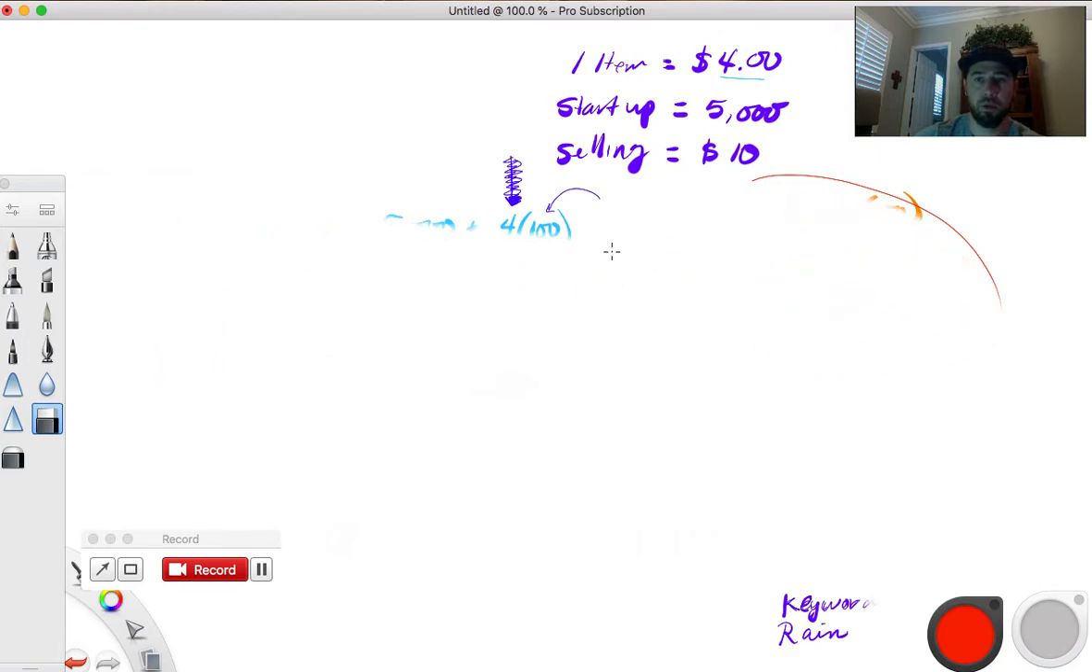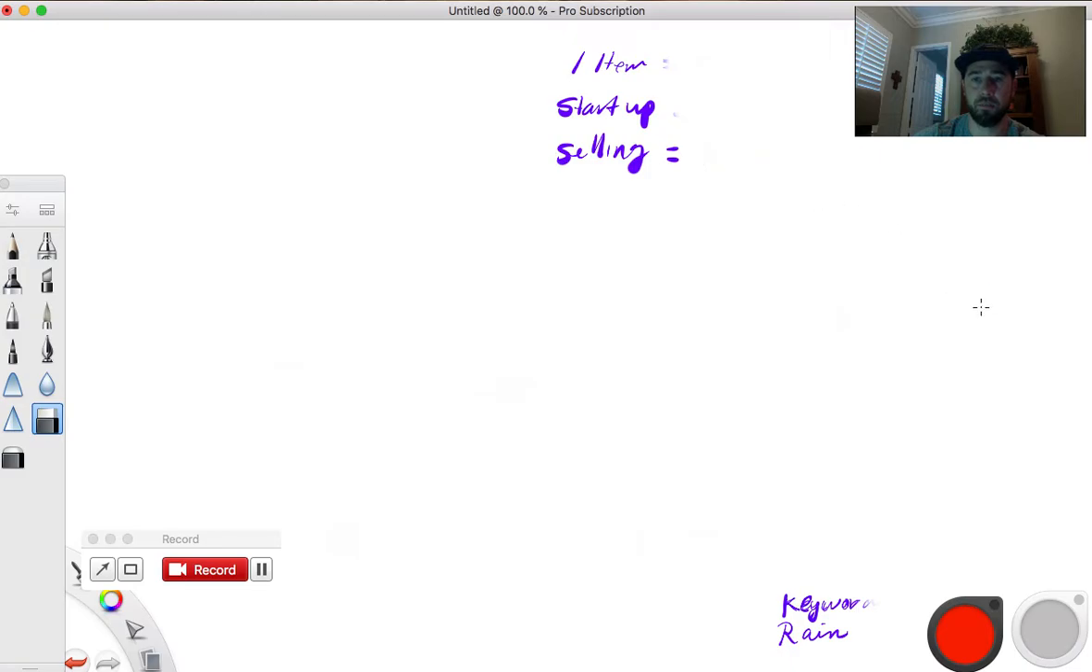Okay, so let's change these numbers here. What's our one item? Well, what does it cost us? Remember, this is cost. What is it going to cost us to make one item? Let's change that to $6. Our startup cost, let's change that to like 10,000. And we're selling each item, let's say for $15.